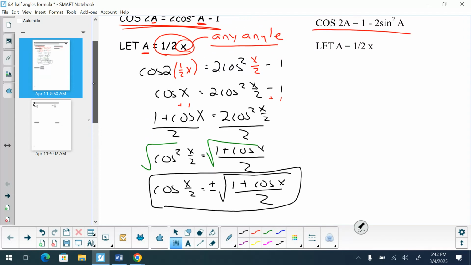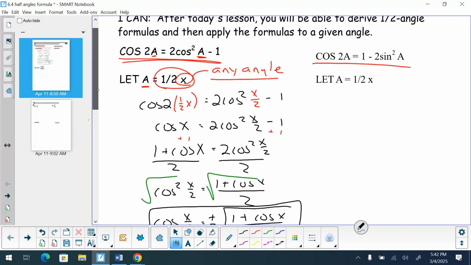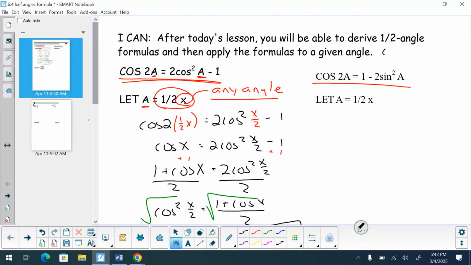Looking at your other double angle formula for the cosine of 2a, how else can we write the cosine of 2a? It's 1 minus 2 sine squared of a. We also still had cosine of 2a is equal to cosine squared a minus sine squared of a. So we still can go back to that, but we utilize that to be able to derive these two formulas.